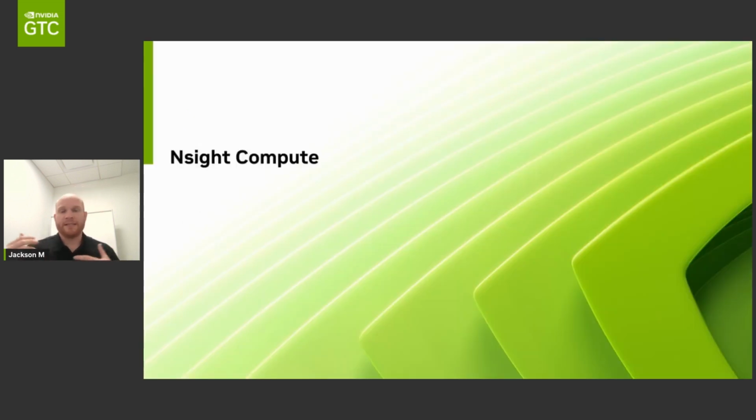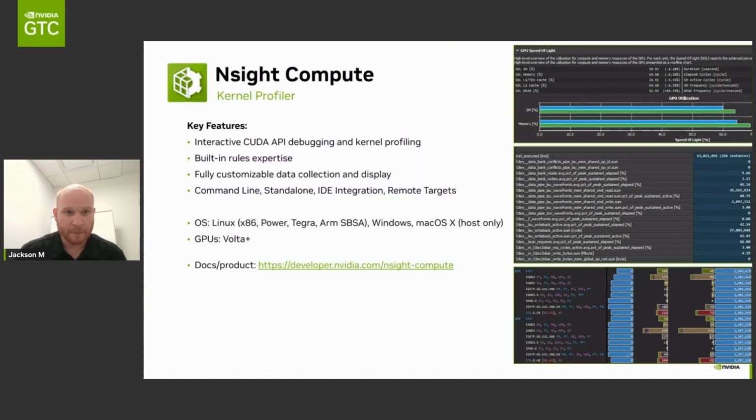Now, let me talk about Nsight Compute. While Nsight Systems was our high-level platform profiler, Nsight Compute is going to be the tool that dives deep into these CUDA kernels, even at the source level, to find very specific performance issues as they're running on your GPU. We call this our kernel profiler, and it's an interactive CUDA API, quote unquote, debugger and kernel profiler.